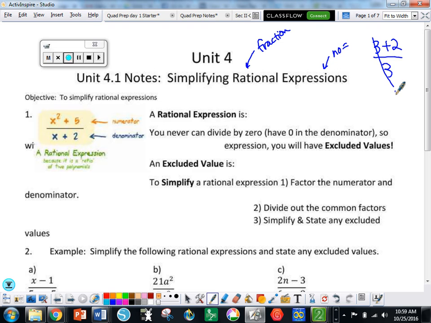I mean, think about this. 3 plus 2 is 5, right? Is 5/3 the same thing as 2? No, you can't do that. Just like you can't do this. You cannot cross those out and say the answer is 3.